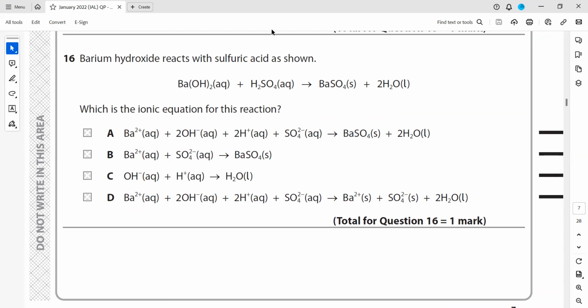What will be the ionic equation? We cancel out the common ions in aqueous solution. In this case, there is an OH ion, but there is no OH ion on the other side. So we just break them down into ions in the aqueous solution. It contains barium ion, and it contains 2 hydroxide ions.